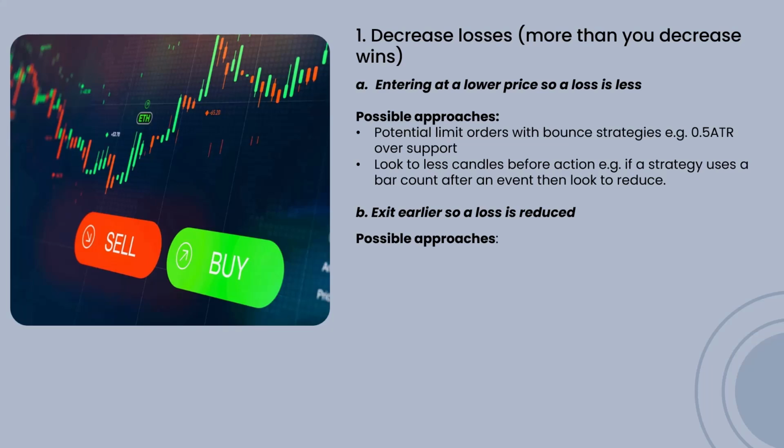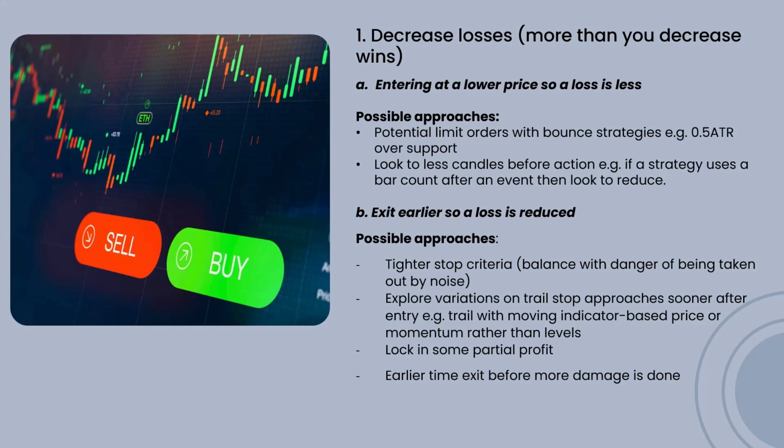We could exit earlier so our loss is reduced, and we can do this by tightening our stop criteria, and of course, we've got to balance this with the danger of being taken out by noise, and also explore variations on trailing stop approaches sooner after entry. So, for example, we could trail with a moving indicator based on price or momentum rather than specific trading levels. And of course, we can also lock in some partial profit. As soon as we do that, we are automatically reducing our average loss by locking in some win.